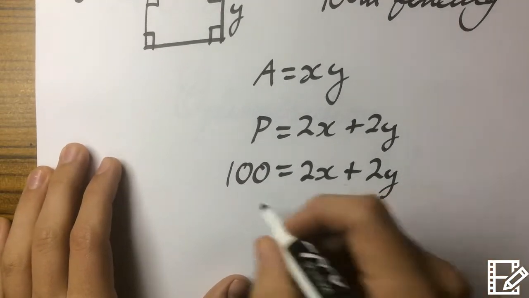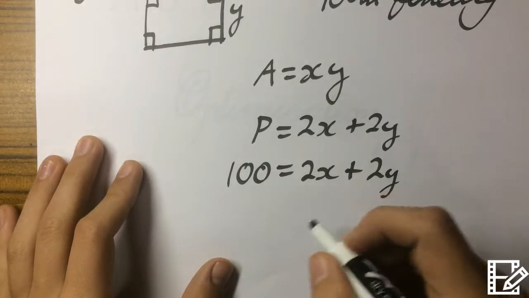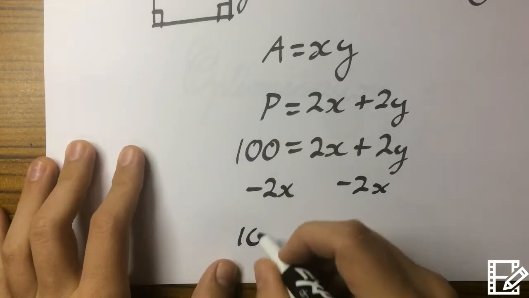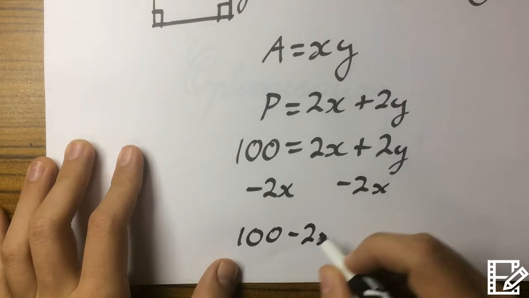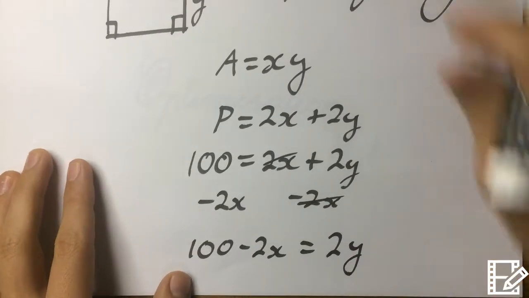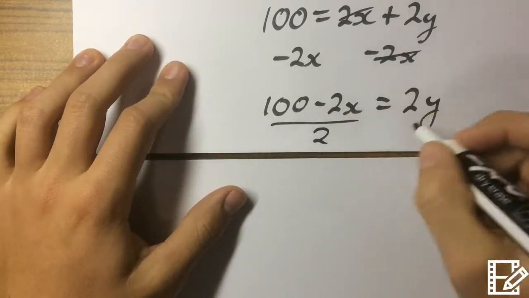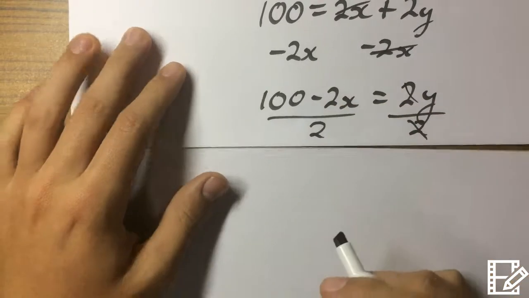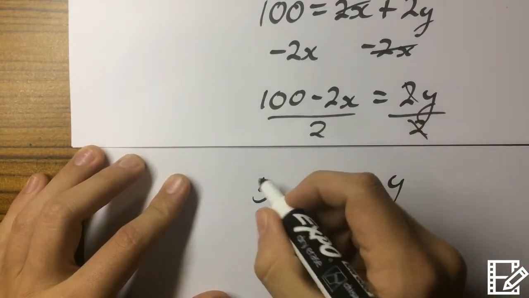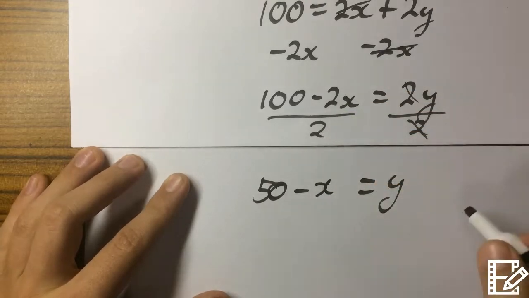So let's get started. I'm going to subtract 2x from both sides, which will leave me with 100 minus 2x equals, these will cancel out, 2y. Okay, and then what we're going to do is divide both sides by 2. That means this will cancel out. So we'll have on this side y, and this side 100 divided by 2 is 50, minus 2 divided by 2, that's 1, so it'll just be x.